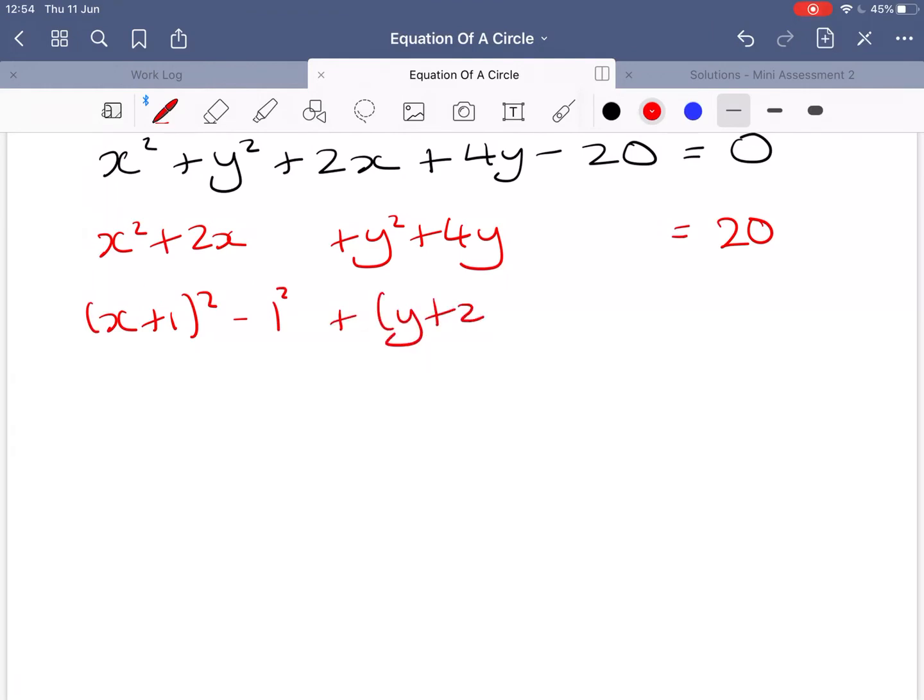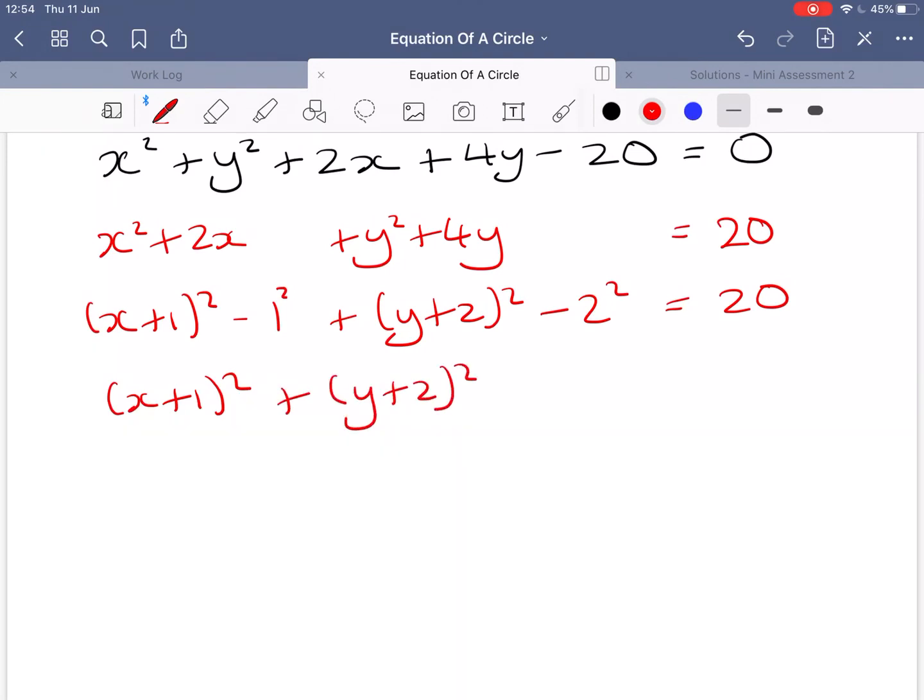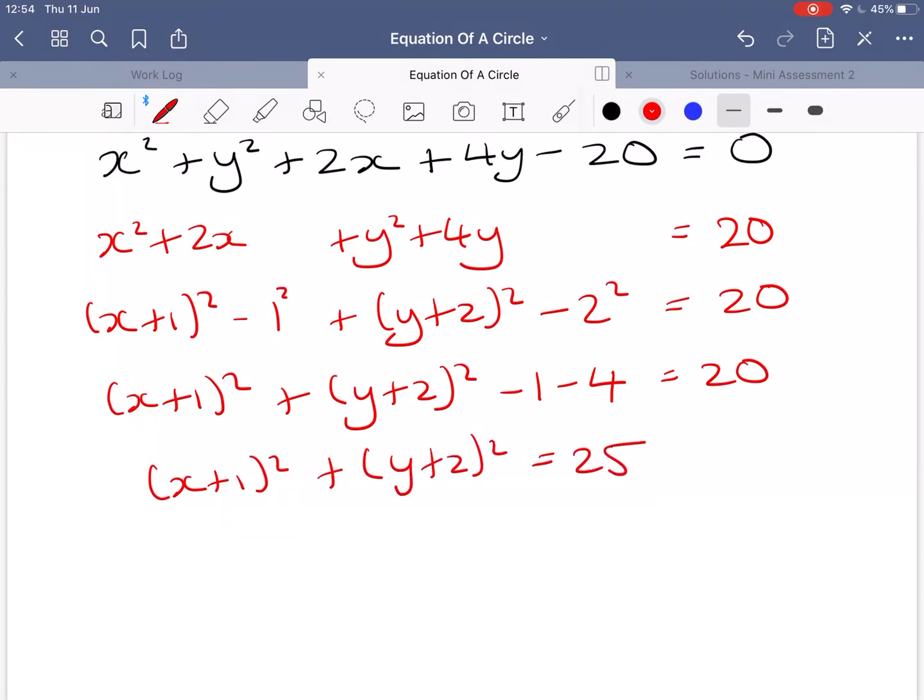So I'd have y plus 2 all squared take away the 2 squared equals 20. So I'd have x plus 1 squared plus y plus 2 all squared, and I've got a take away 1 and a take away a 4 equals 20. So guess what? x plus 1 all squared plus y plus 2 all squared equals 25. So again, I've got a radius of 5 in this case, just like the one above. But my centre is at the point minus 1, minus 2.